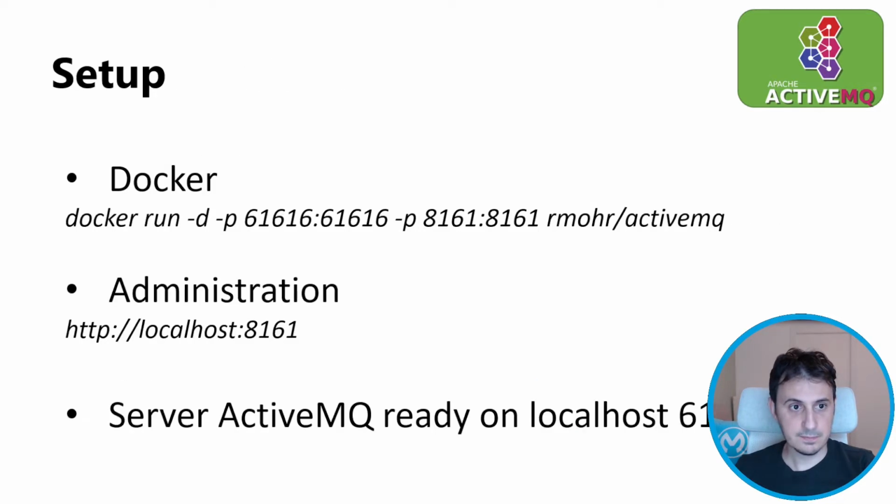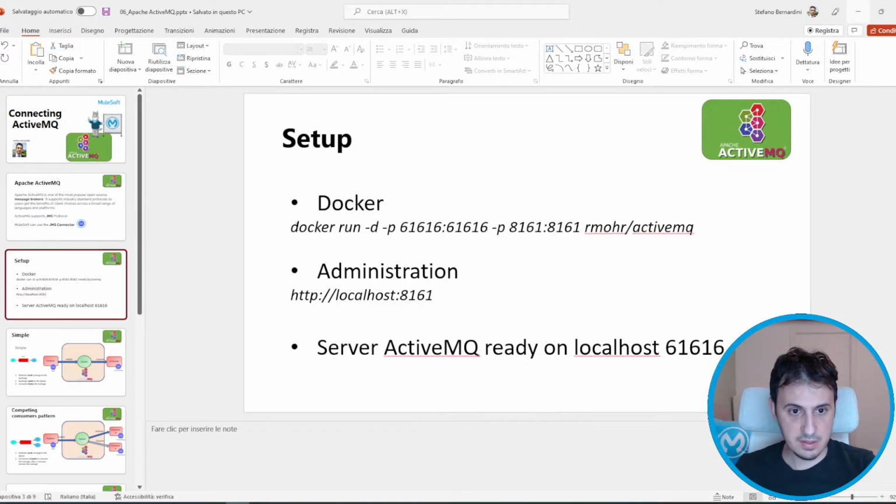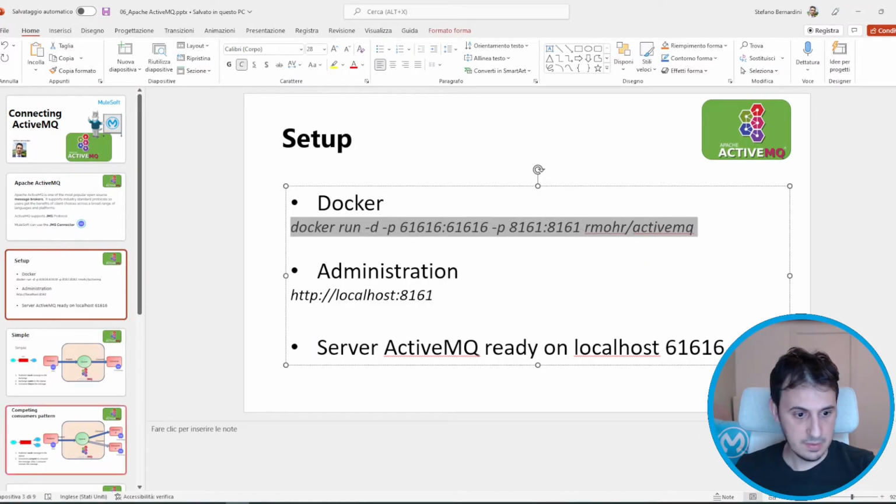For the setup of Apache ActiveMQ, we will use Docker. So now we copy and paste this command in the prompt, and then we will go to the administration section with the browser at localhost 8161, and the server will be ready on localhost 61616. Okay, let's copy and paste this command.